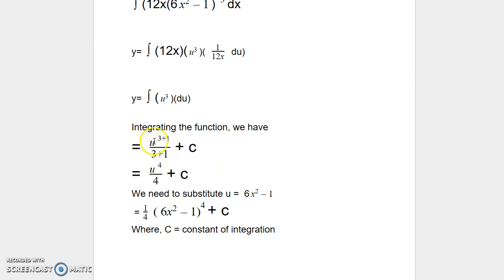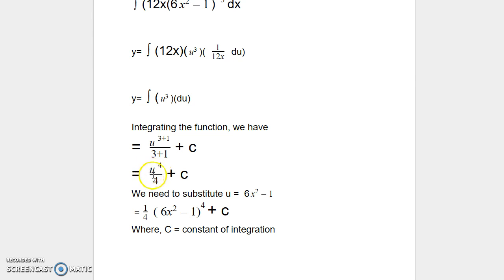And then when we simplify this some more, u to the power of 3 plus 1 translates to u to the power of 4. And in the denominator, we have 3 plus 1, which translates to 4, plus c. So now we want to back substitute u equal to 6x squared minus 1. We cannot leave the solution in terms of u. We need to have the solution in terms of x.